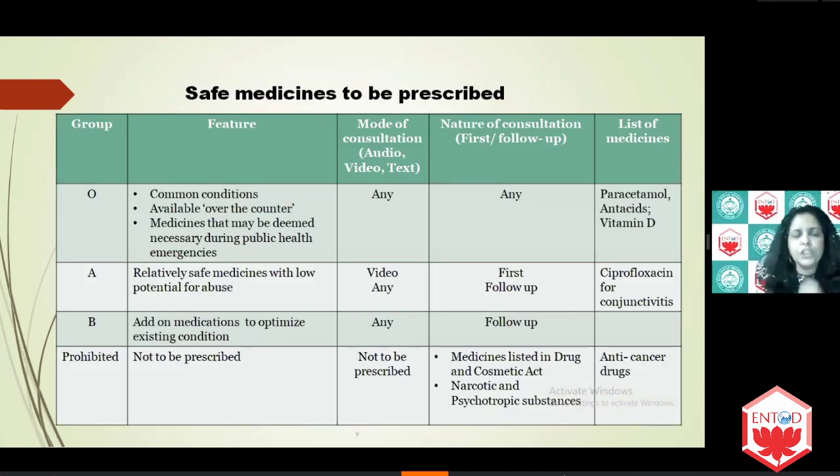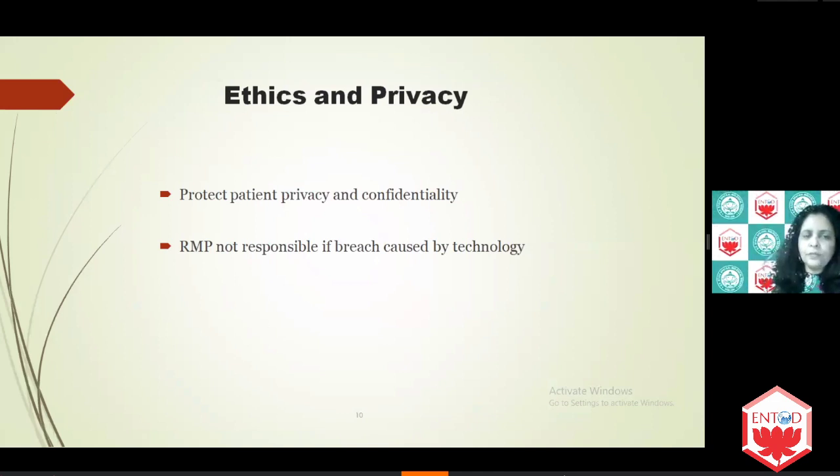One word of caution is that on telemedicine, we should only prescribe safe medicines. So medicines like anti-cancer drugs or those related to immunology should not be prescribed. And as far as ophthalmology is concerned, we should avoid using steroids and cycloplegics. Ethics and privacy have to be maintained, but the RMP is not responsible if there is a breach caused by technology.